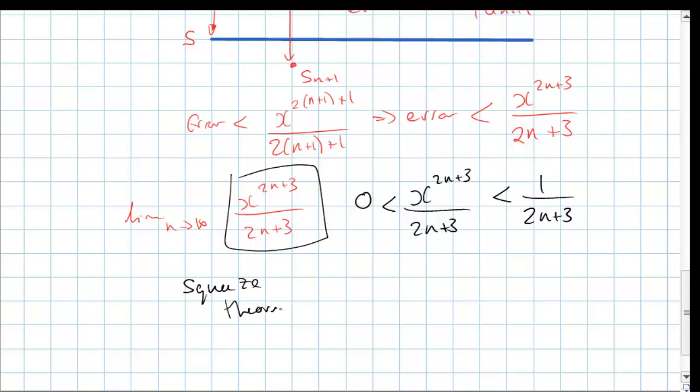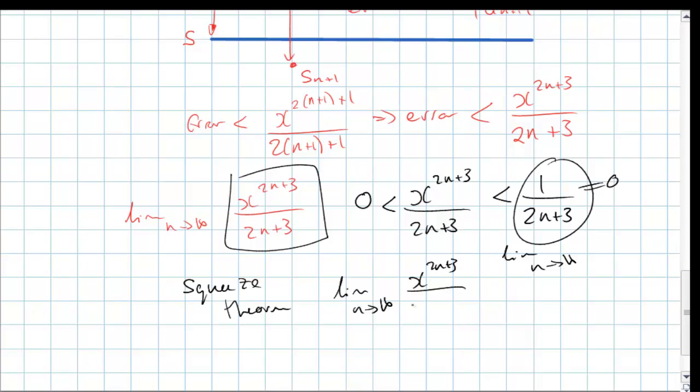because this will go towards, in the limit as n goes towards infinity, this will obviously go towards 0, this is squeezed in between, and therefore by the squeeze theorem we can say that the limit as n goes towards infinity of x to the 2n plus 3 over 2n plus 3 is in fact going to be equal to 0. So the error term will go towards 0 as n goes towards infinity, and therefore eventually we can conclude that the given series does indeed converge to give us the function arctan x.